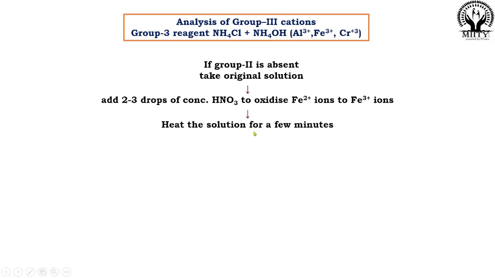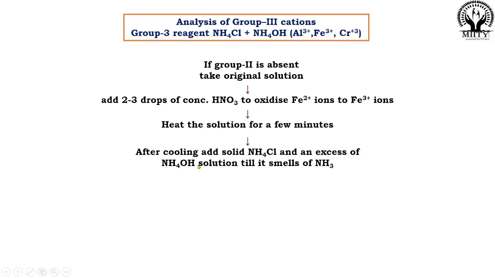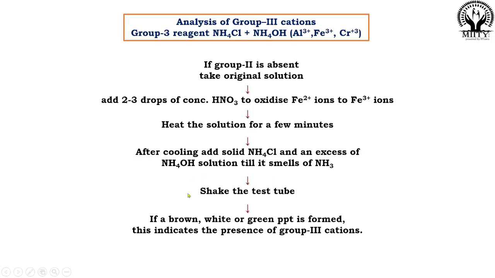If any Fe+2 is there, it will be oxidized to Fe+3. Then heat the solution for a few minutes. After that, cool the solution and add solid ammonium chloride and excess of ammonium hydroxide. It is the third group reagent. Add until the solution smells of ammonia, and shake the test tube. If we observe a brown, white or green precipitate, it indicates the presence of third group cations.